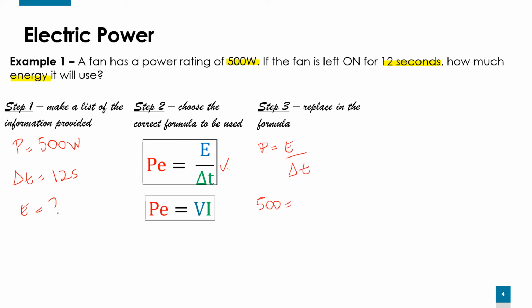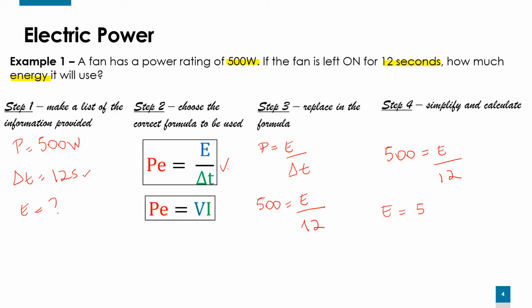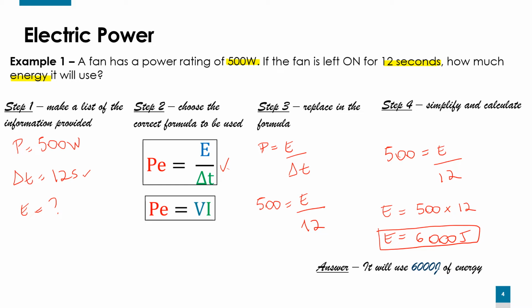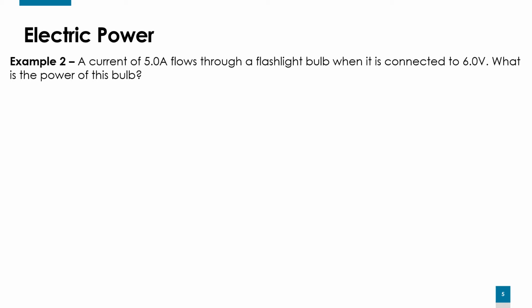500 equals E over 12, E is unknown and the time is 12. Just remember that the time must be in seconds. And step 4, simplify and calculate. So I have 500 equals E over 12. So E is 500 times 12. So E is 6,000 joules. I'm going to read again. How much energy does it use? It will use 6,000 joules of energy. Okay? So the next one.